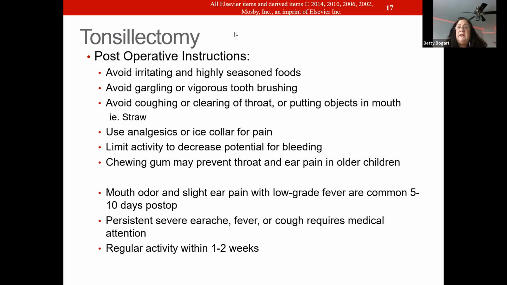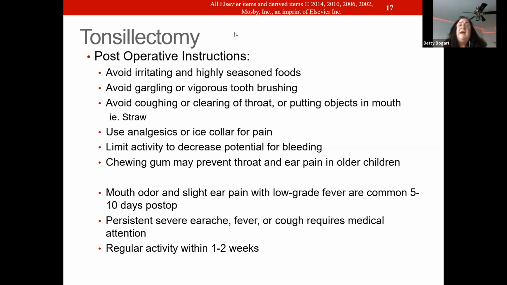So no coughing, clearing the throat. And you wouldn't give a straw for these kids to drink because it puts extra pressure in the back of the throat. They used to give more narcotics, but today Tylenol and Motrin work really well. They don't need anything more than that because they were finding some of these kids were overdosing. The parents gave them too much. So we don't recommend it anymore. An ice collar, something with an ice bag right at the neck, actually helps in the soothing.